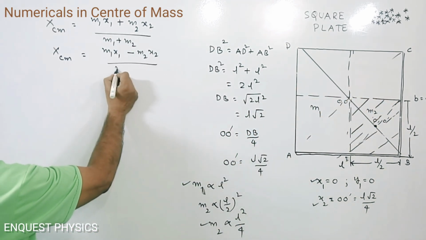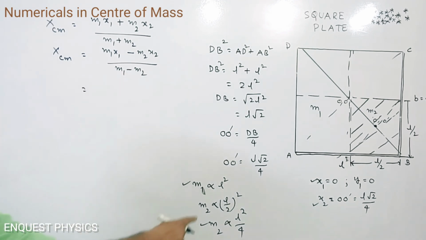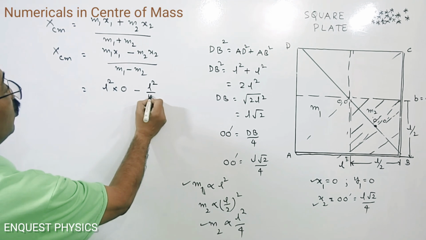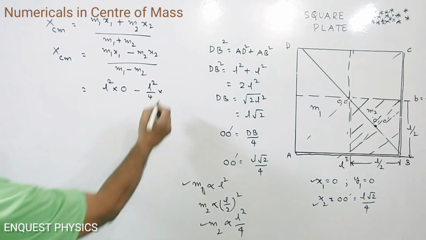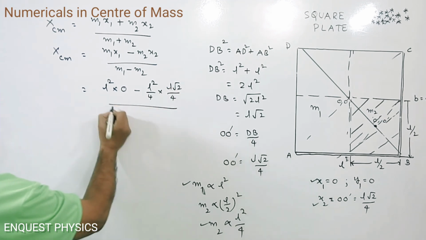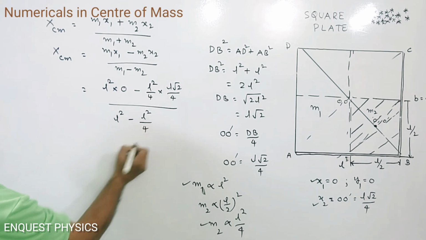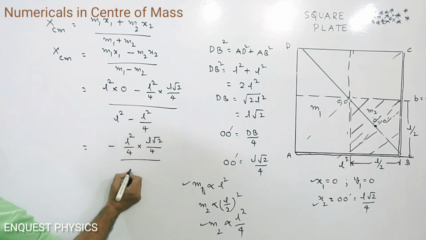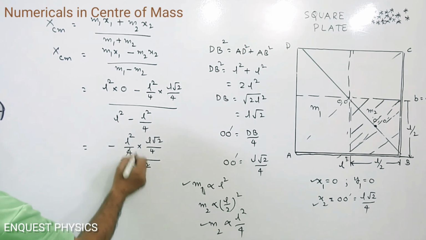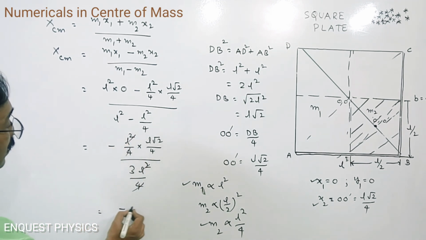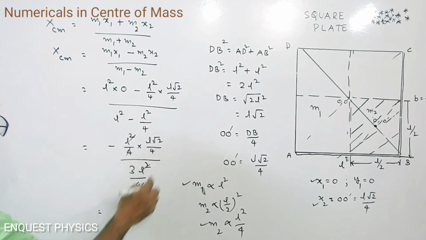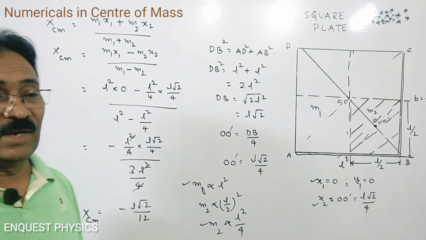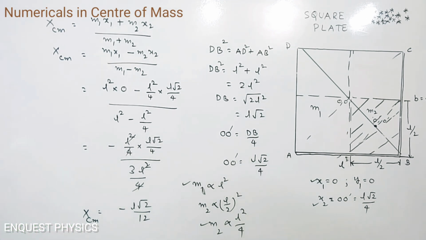By M1 minus M2, that is, M1 we had is L squared, and X1 is 0, minus M2, L squared by 4, into X2, which is L root 2 by 4, divided by M1 minus M2, L squared minus L squared by 4. It is minus L squared by 4 into L root 2 by 4 by 3L squared by 4. The 4 and L squared get cancelled. What we have, students? It is minus L root 2 by 12. That is XCM. In this way you can find the center of mass, and similarly you will get YCM also, which is equal to 0.